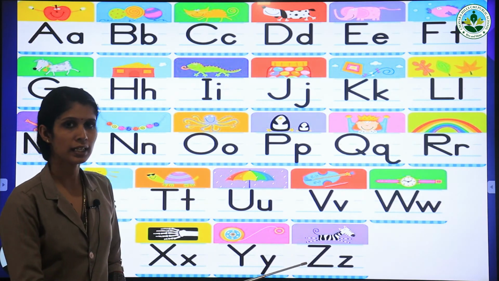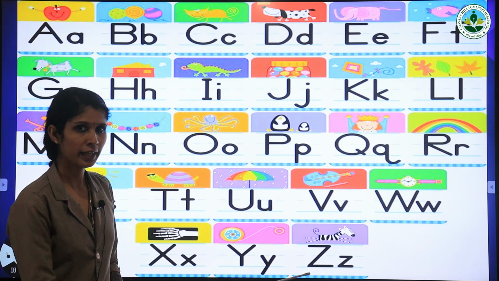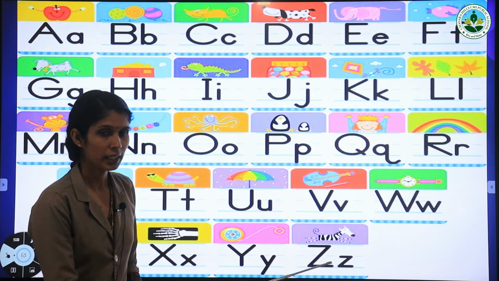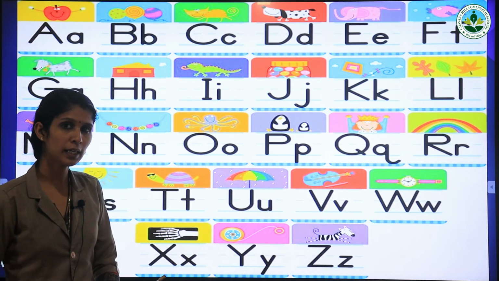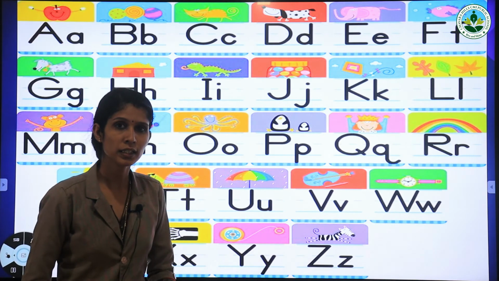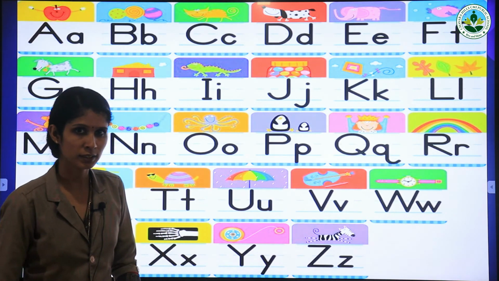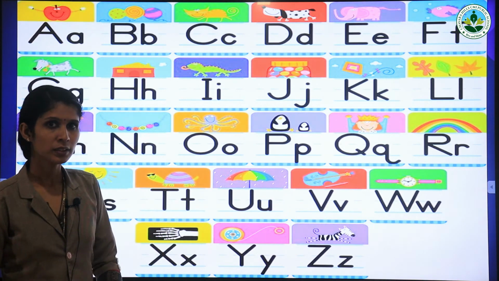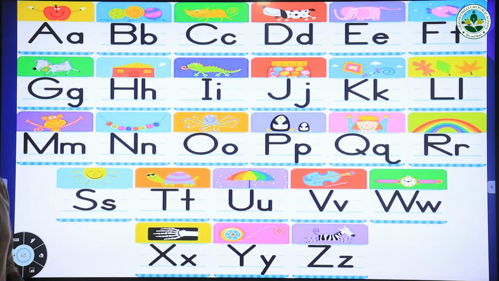Letter Z has capital letter Z and small letter z. Can you say the sound of letter Z? The sound of letter Z is Z. Z. So, these are our alphabet.